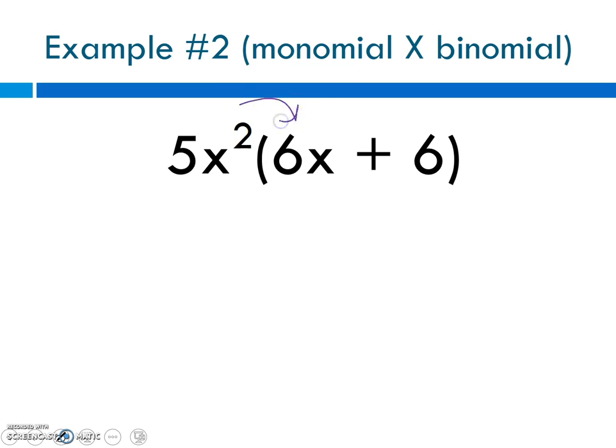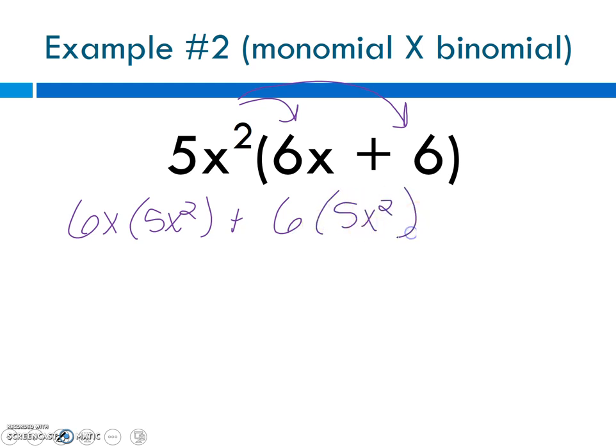So let's show it with the distributive method, and I'll show the other one with the box method. So when I distribute, I'm essentially going to multiply everything by that 5x squared. So I'm going to get 6x times the 5x squared plus the 6 times 5x squared. Okay, and then from there we're going to multiply with what we have.